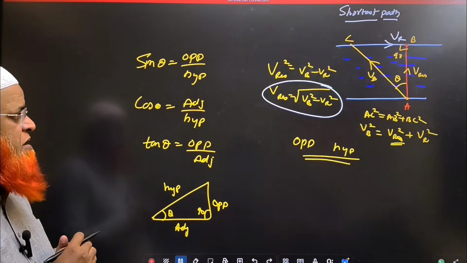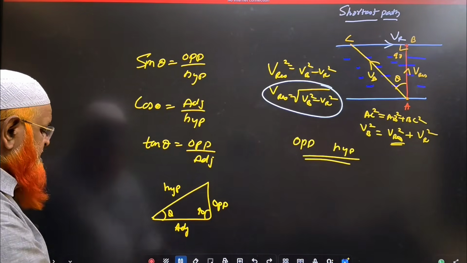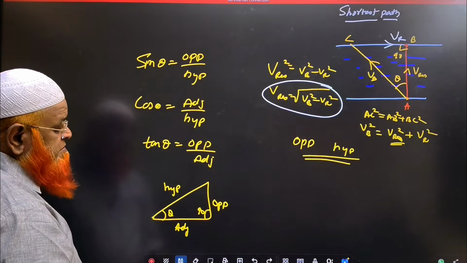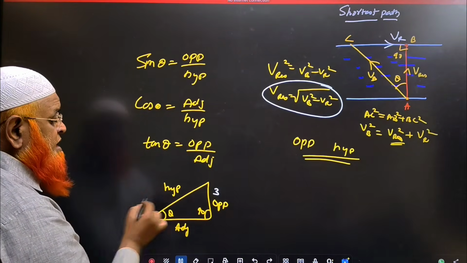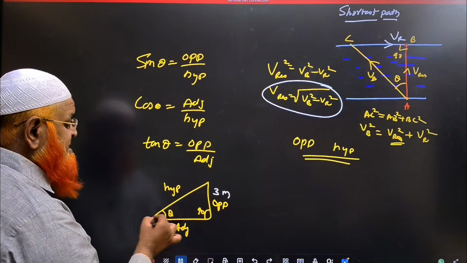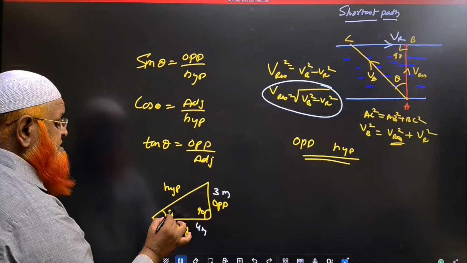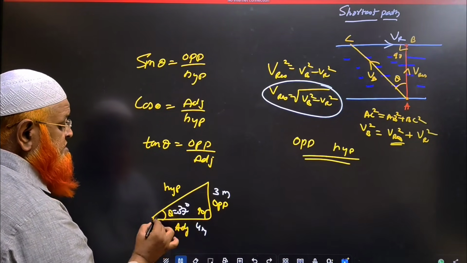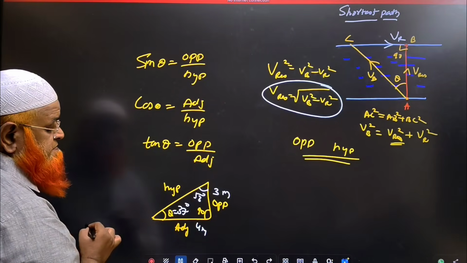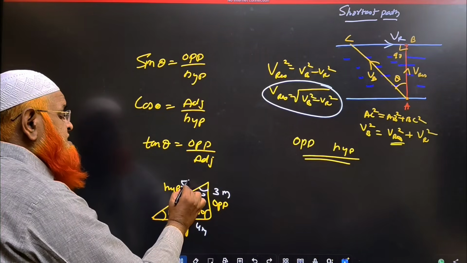I'll give a small example to make you understand here. So generally, for example, opposite side is very less, 3. So this is having 3 meters. Adjacent side is a little bit more, and let it be 4 meters. Okay, and this is going to be how much? For example, this is 37 degrees and this is going to be 53 degrees. So this is 3, this is 4. Largest side is going to be hypotenuse, which is taken as 5 meters.